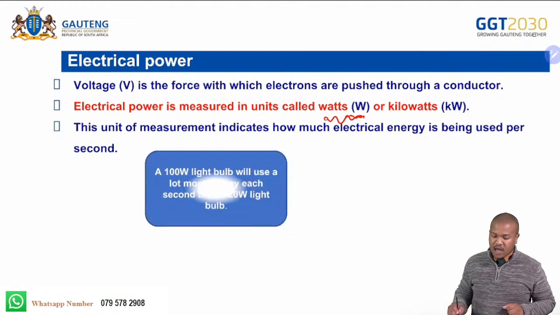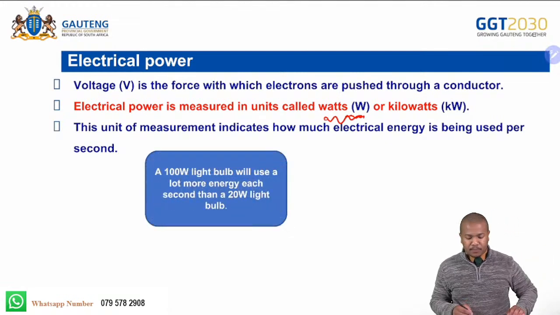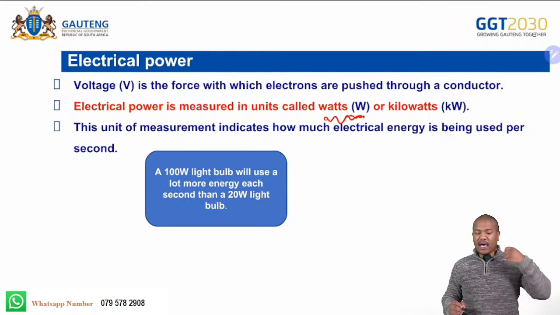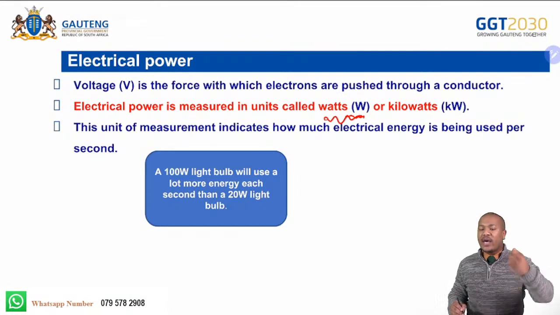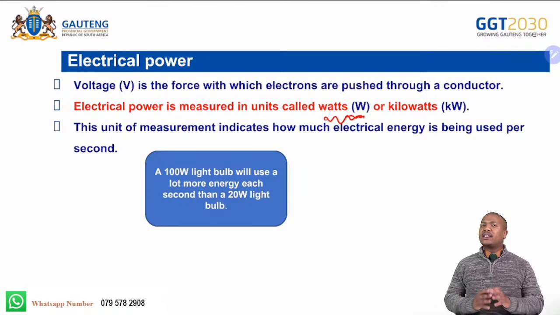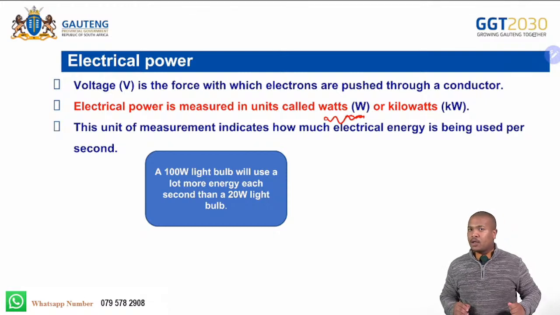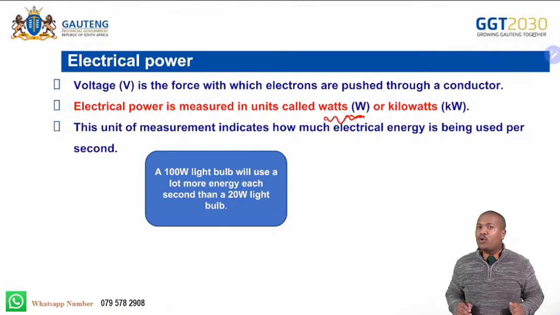Are we together? So it means what? For example, a 100-watt light bulb will use a lot more energy, more than what? A 20-watt light bulb, right? This is because the energy it can consume, it is higher than the one of 20 watts. So it uses more power to do its job, right? Which is to give us light.